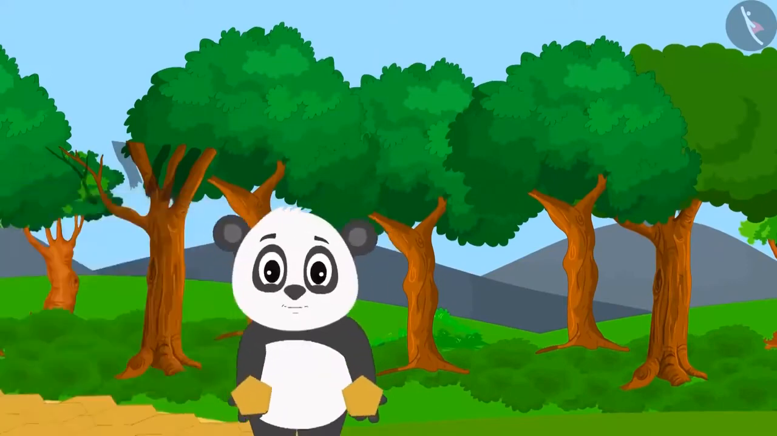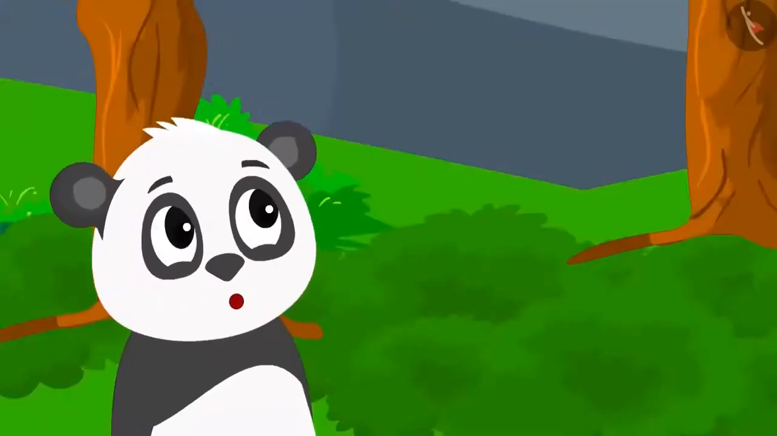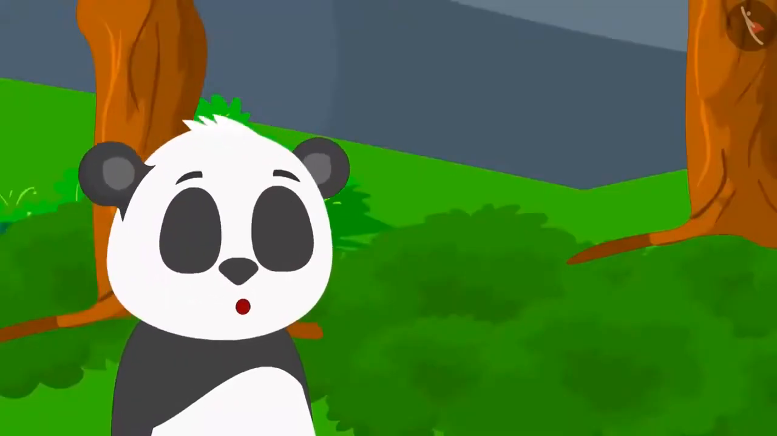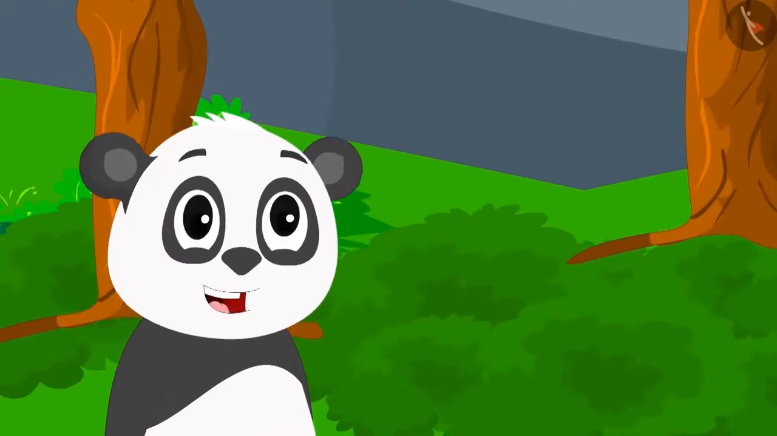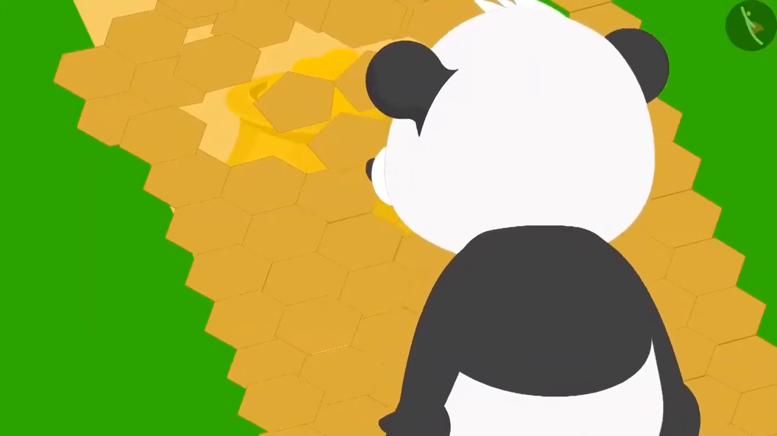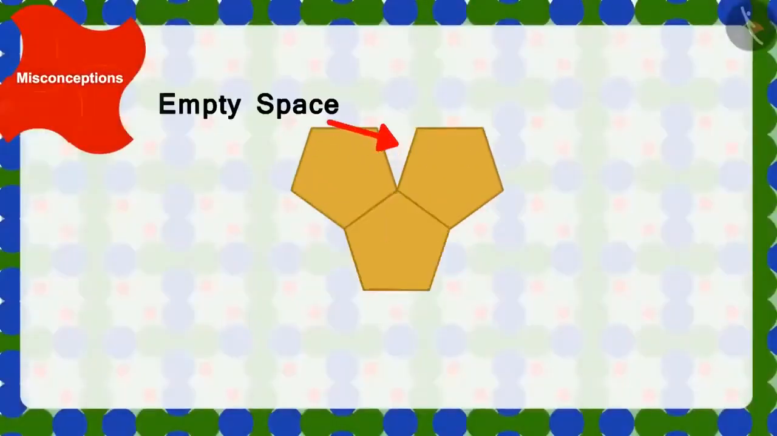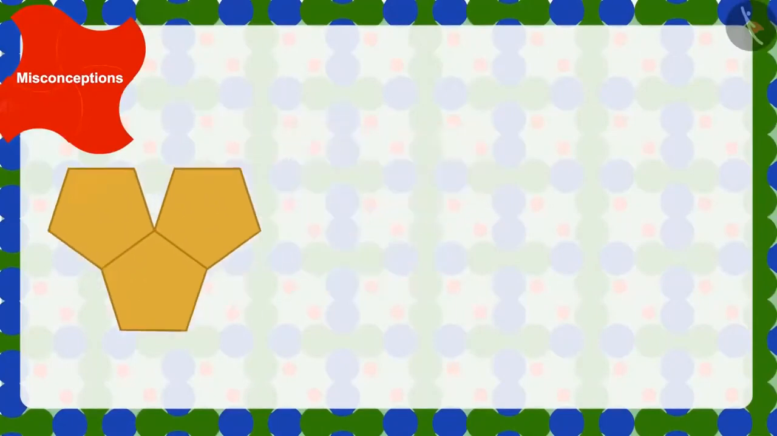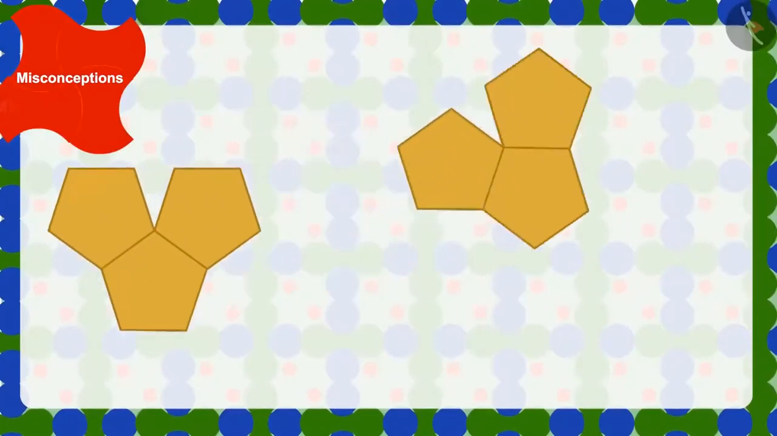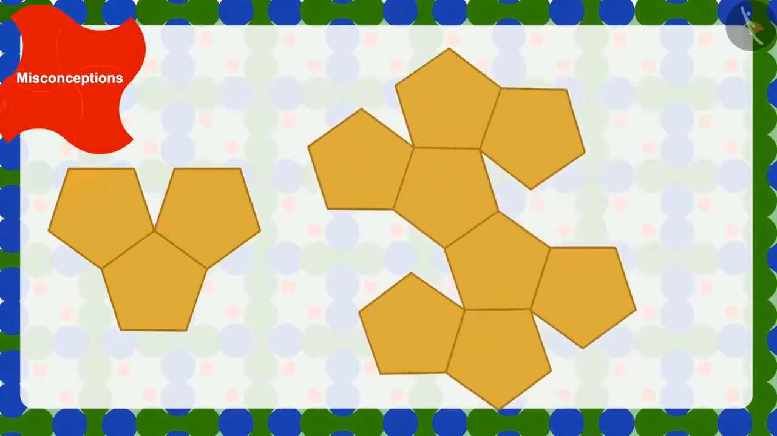Golu's tiles were of this shape. Golu is thinking how he can make a design with them so that no space remains between two tiles. Children, can you think of any such design? That's right. We cannot make any such design using this shape so that no space remains between two tiles.